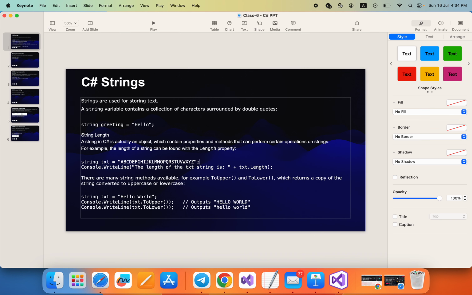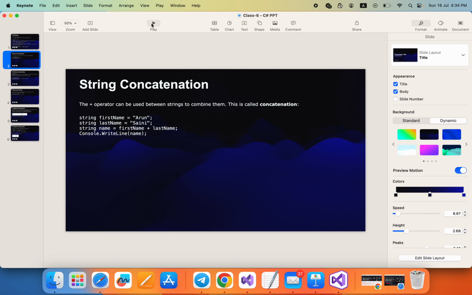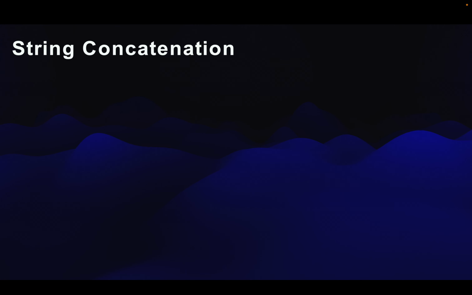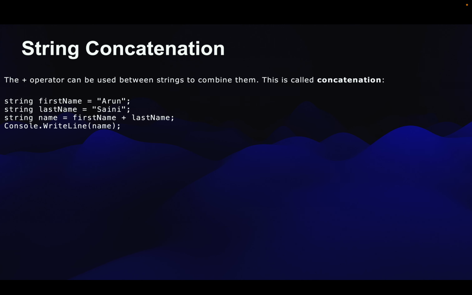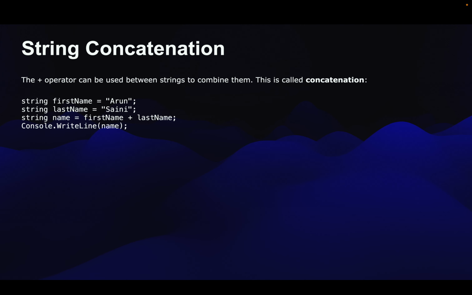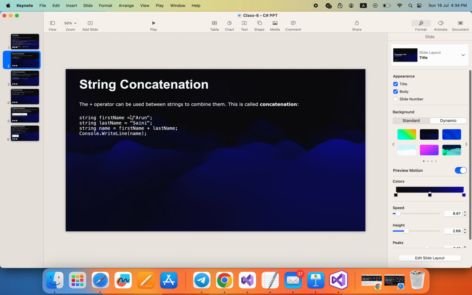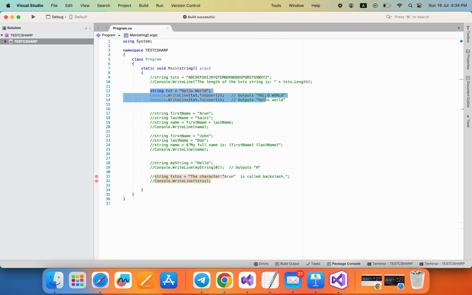Let's go to the next slide. String concatenation means when we have to merge two strings together, that is called concatenating strings. The plus operator can be used between strings to combine them. I have a first name and a last name that I want to print in a single line. So how? Let's go to the example and see.